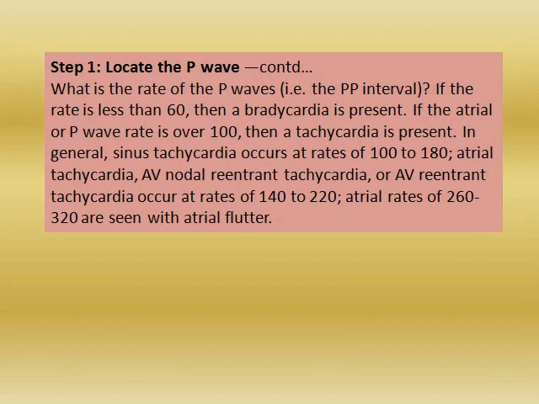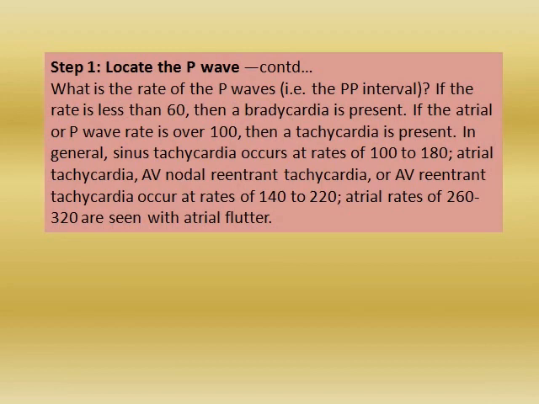If the rate is less than 60, then a bradycardia is present in an adult. If the atrial or P wave rate is over 100, then a tachycardia is present. These two values are mainly meant for adults. As per the age, it may be a little different in children.